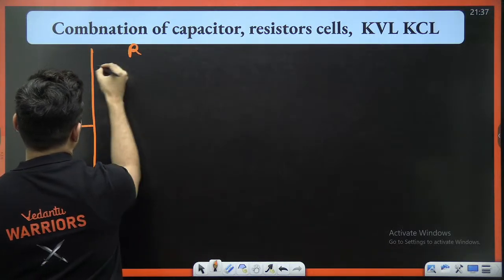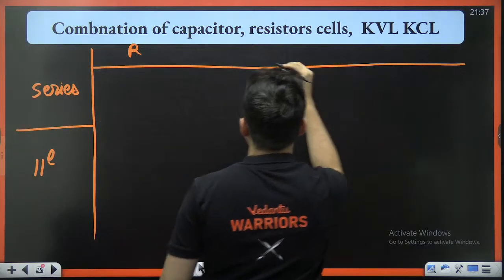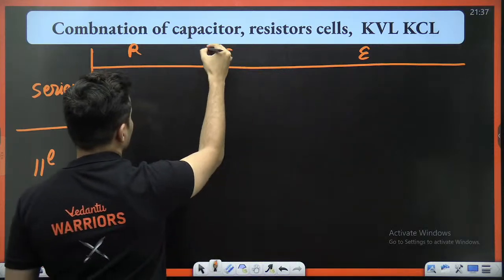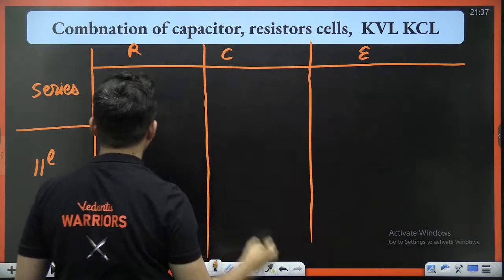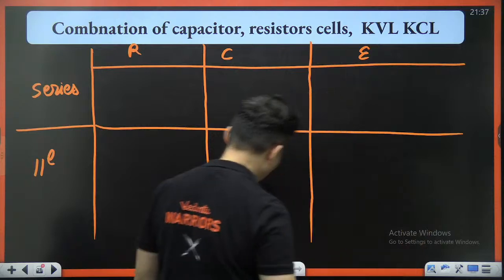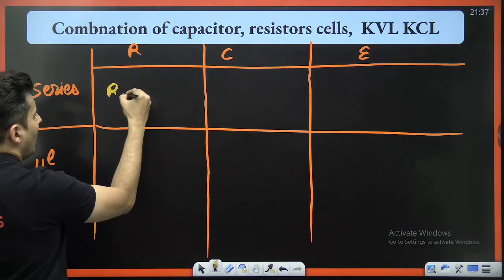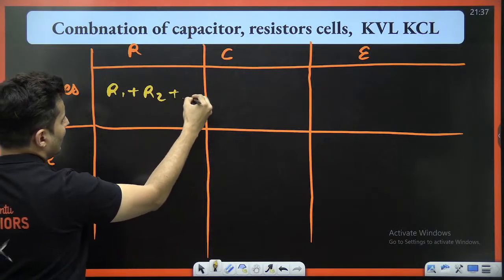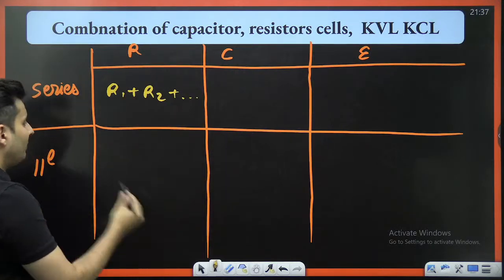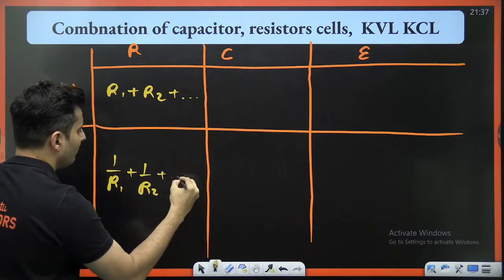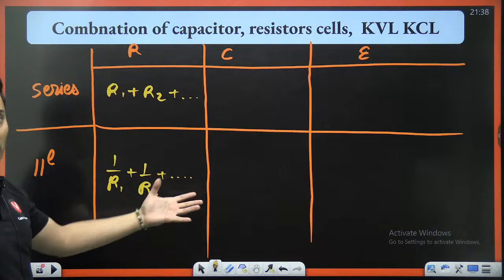First, let's talk about resistors. Then let's talk about capacitors, and then let's talk about EMFs. Resistors, capacitors and EMFs. How do the formulas look like? If you have resistors in series, you just do R1 plus R2 plus R3 like that, correct? If it is in parallel, you do 1 by R1 plus 1 by R2 plus 1 by R3 like that. You take the reciprocals and add.